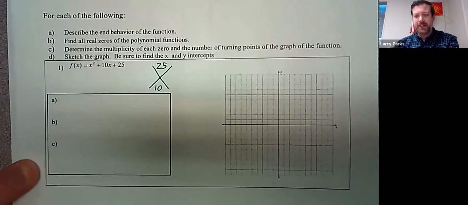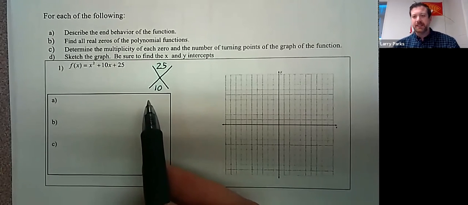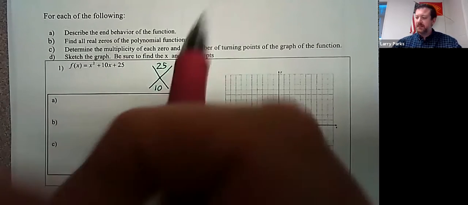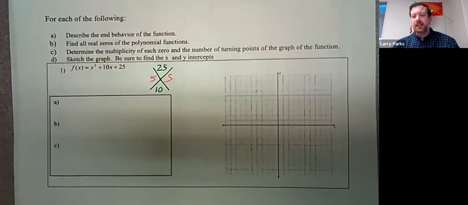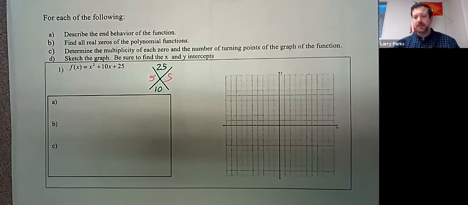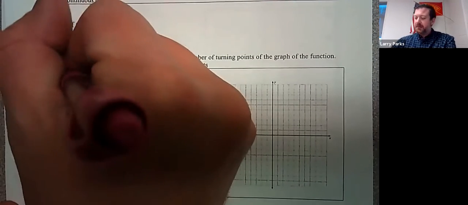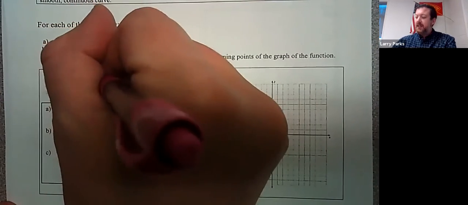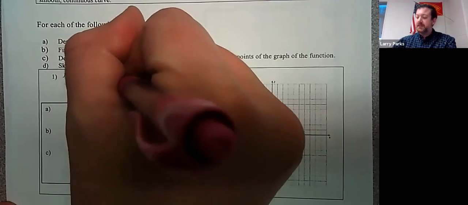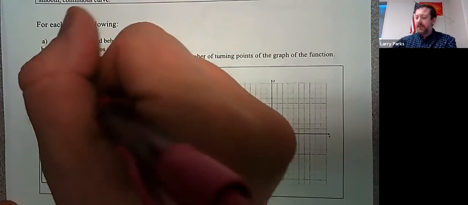We did this last chapter. So what multiplies to 25 and adds to 10? Let's see. That would be 5 and 5. So then I would say my factors are x plus 5, x plus 5. So that'd be (x plus 5) squared.